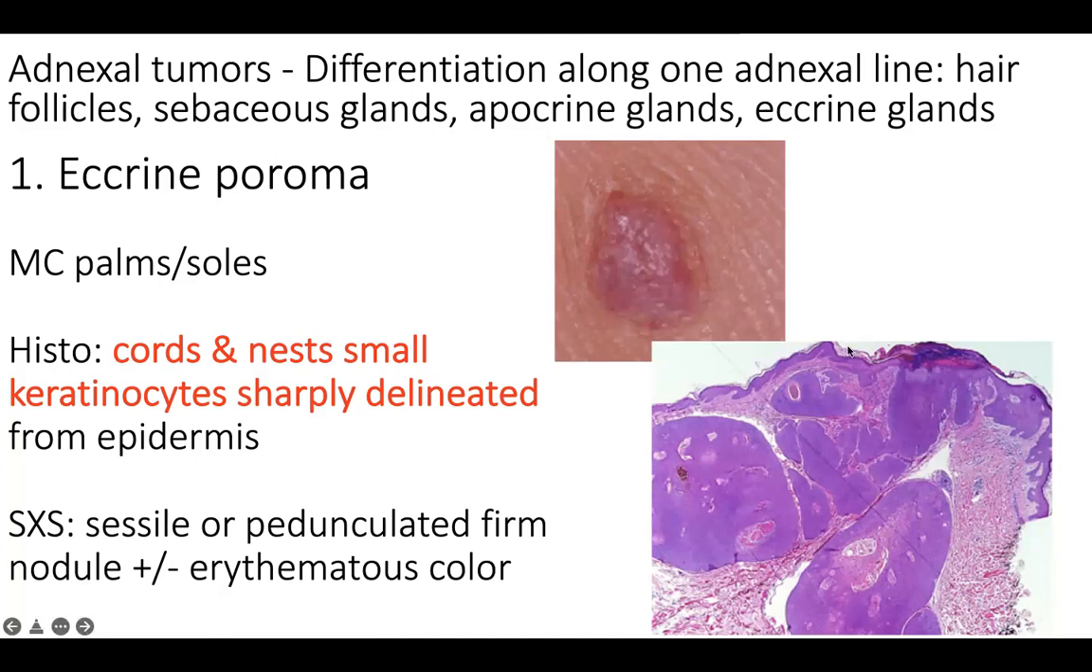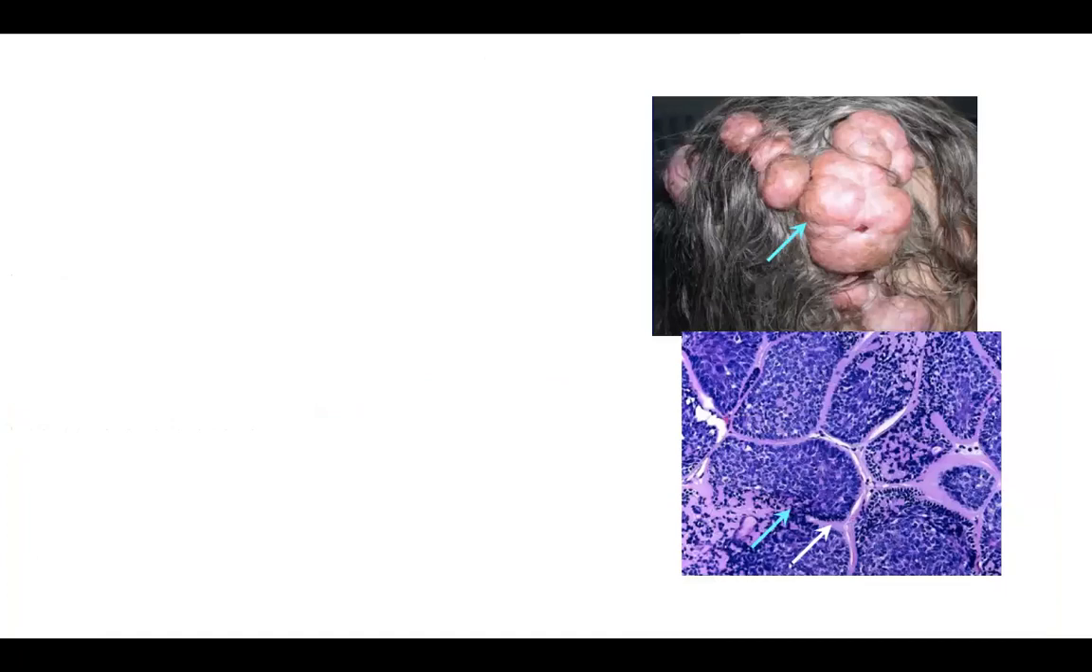So you'll see this sessile or pedunculated nodule, and it may be erythematous as well. And we can see that right here. And it looks like it's on maybe the pad of a finger or a toe. Okay, here's another one that is on the scalp.